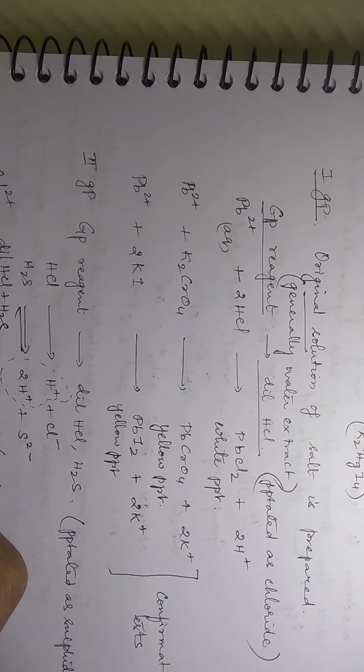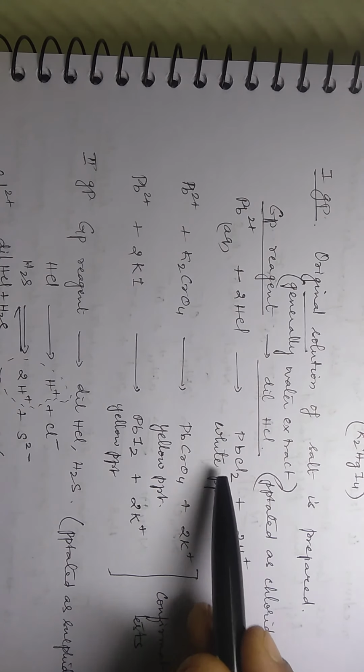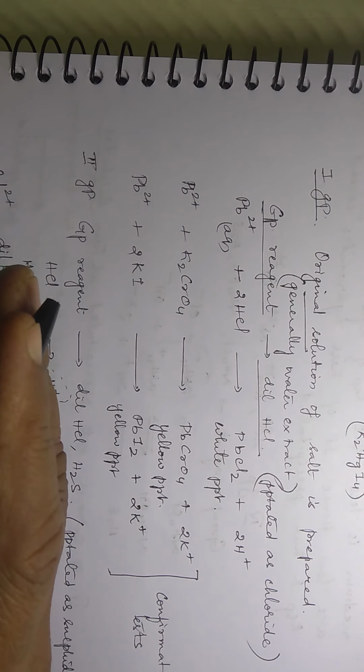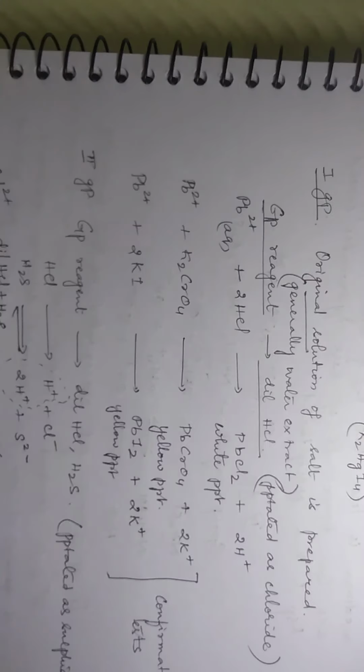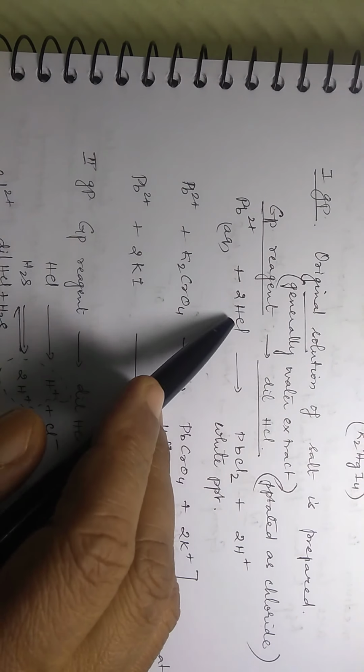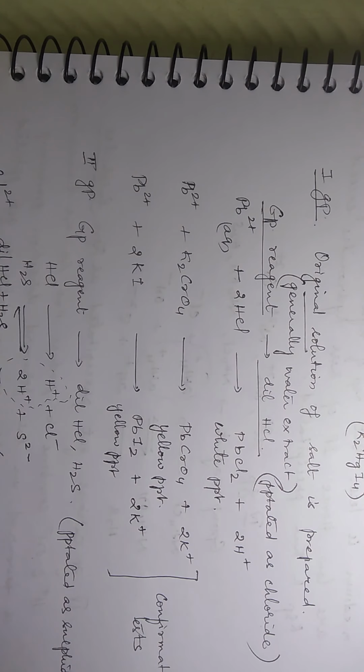ठीक है, अगर ज्यादा डाल दिया तो वो प्रेसिपिटेट आते आते डिसॉल्व भी हो गया. ठीक है. So what you will think? My cation is not there in the first group, but it would have come and it would have got dissolved because of excess HCl. So you have to be careful, right?